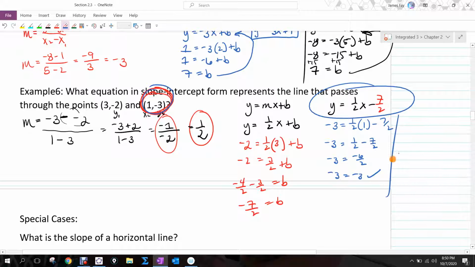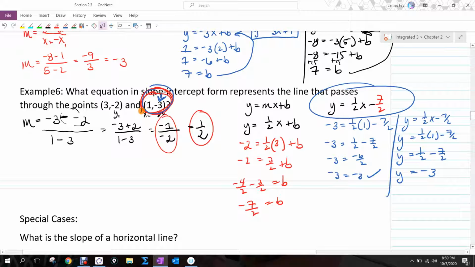Another way you can do it is to say, okay, if I'm going to start with y equals 1 half x minus 7 halves, if I plug x in to be 1, what does that allow y to be? Well, you get 1 half minus 7 halves. It says y then is negative 3, and that's exactly what we're looking at right there. Y is negative 3 when I chose x to be 1.